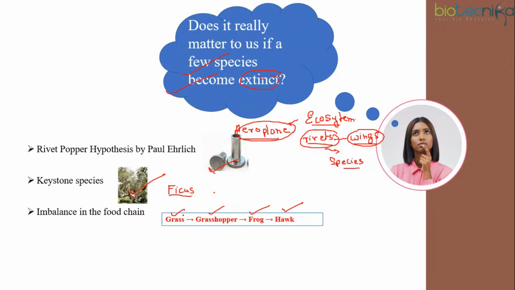If the grass is no longer there, what will the grasshoppers eat? They will definitely die. If you remove the grasshoppers from the food chain, the grasses will increase, right? And the frogs, what will they eat? They will be affected. So definitely the extinction of a species will affect the food chain and the entire food web.